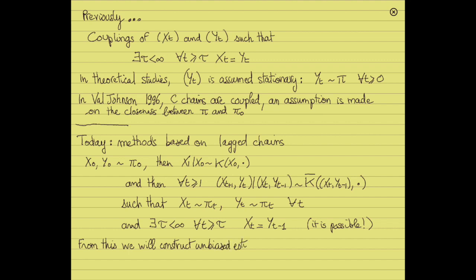In this video, we will assume that we can construct those chains, and we will look at the use of those coupled chains in the construction of unbiased estimators, and also to obtain convergence diagnostics that are alternative diagnostics, very similar to the ones of Vale Johnson, but slightly different. In particular, there will be no restrictive assumption on the initial distribution pi 0. We will not assume that it is close to pi in any way.